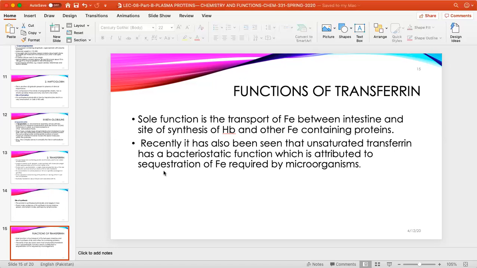So sequestration means the net removal of carbon dioxide from the atmosphere by plants and microorganisms, and its storage in vegetative biomass and soils. So it has a bacteriostatic function, which is attributed to sequestration of iron required by microorganisms, as they fix this iron.